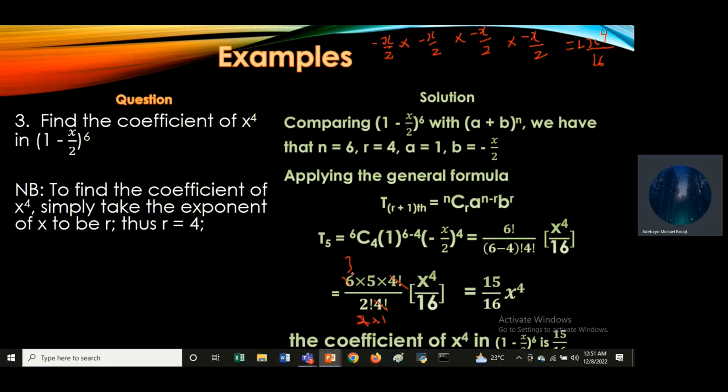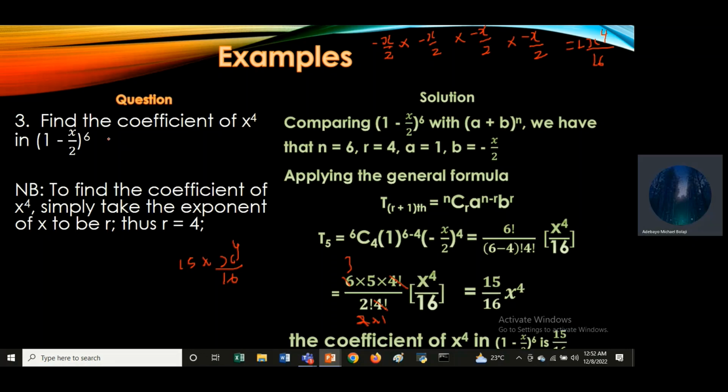Is 3. What remains? 3 times 5. 3 times 5 is what? Is 15. So in this case, this is actually 15 times x raised to the power of 4 over 16. So if you multiply this, we have what? 15x raised to the power of 4 over 16.